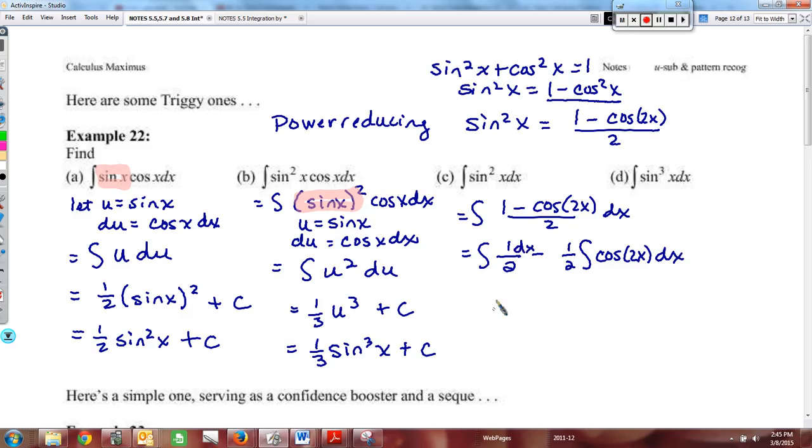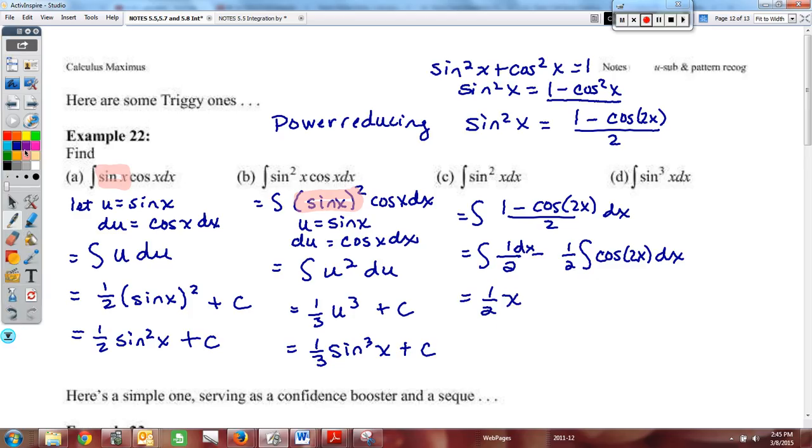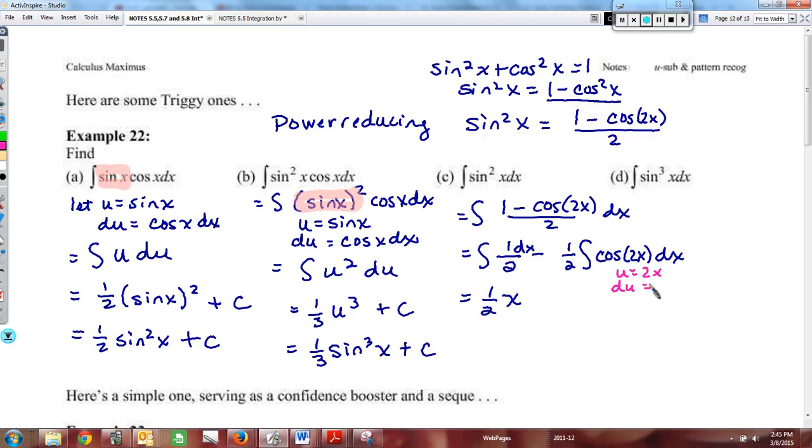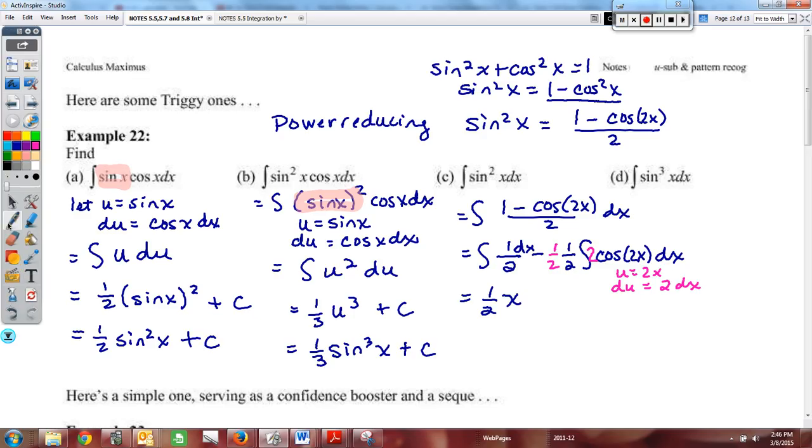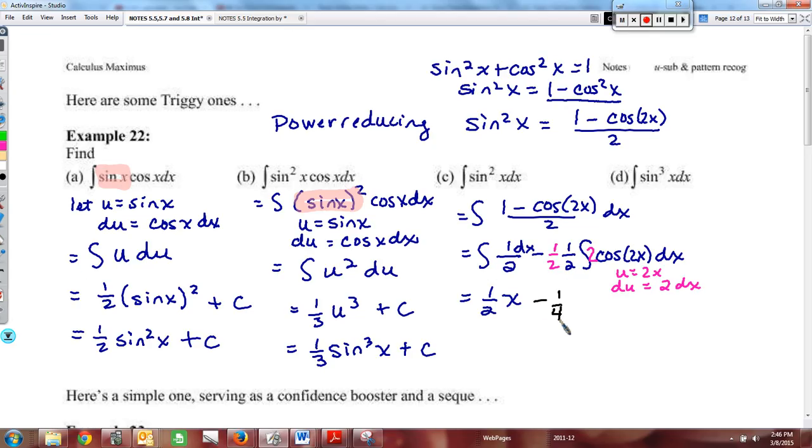So I can integrate a constant, 1/2 x, and then here I'm going to have to do a u substitution. I'm going to let u equal 2x, du equals 2 dx, so I'm missing the constant, so I put in a 2 and I take it out. So I actually end up with, in terms of my antiderivative, that's the subtraction, so minus 1/4, and this ends up being cosine of u du, and the antiderivative of cosine is sine of u plus c.